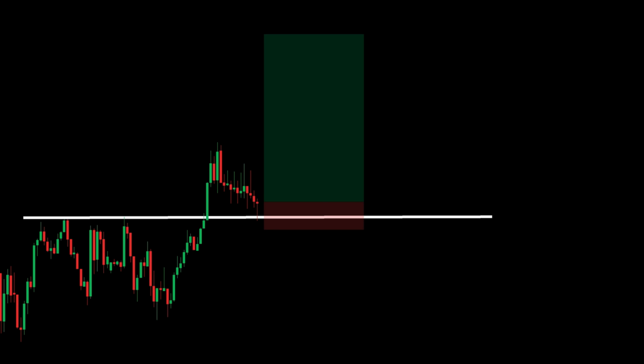Your stop loss should go below the pin bar's wick. If price drops past that wick, it's a red flag. The setup is invalid. Your ideal take profit zone is the next resistance level where sellers might push back.